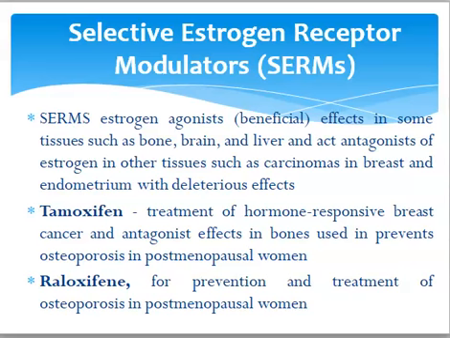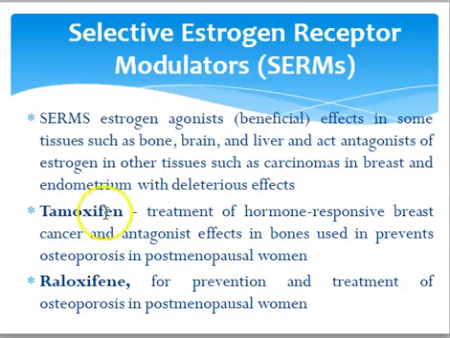Now, why are these ones called selective? Because they are either agonists or they have beneficial effects in some tissues, such as bones, brain, and liver, and they are antagonists in other tissues, such as in carcinoma, in breast cancer or endometrium. They can act as antagonists.